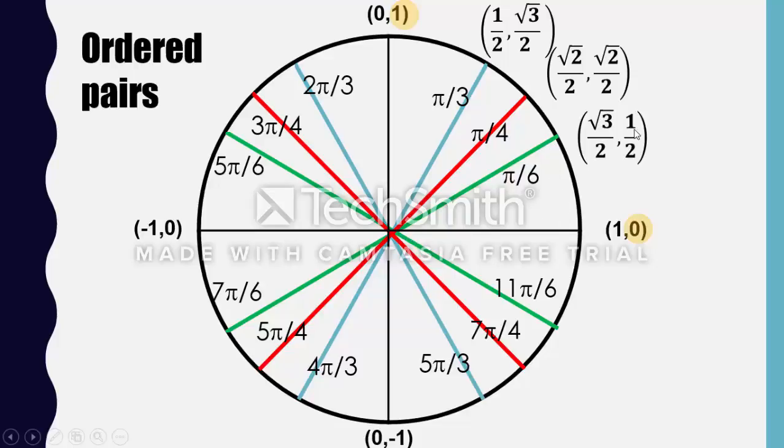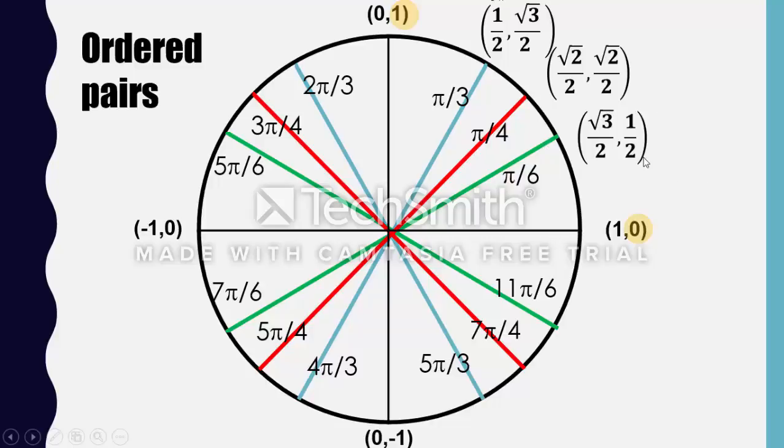So if you look at these numbers and you know that one of them has to be x and one of them has to be y, you can just ask yourself which one is larger. Clearly the square root of 3 is larger than 1, so therefore the square root of 3 over 2 has to be the x value of this triangle, and the y value is the smaller value, which is 1/2.